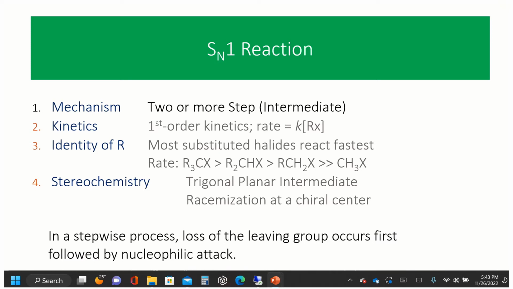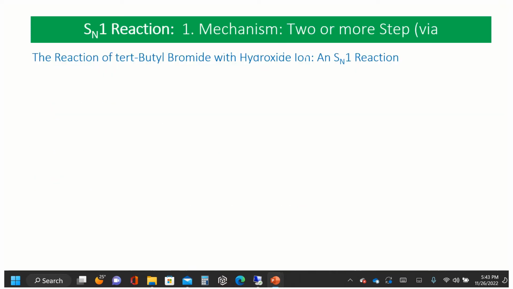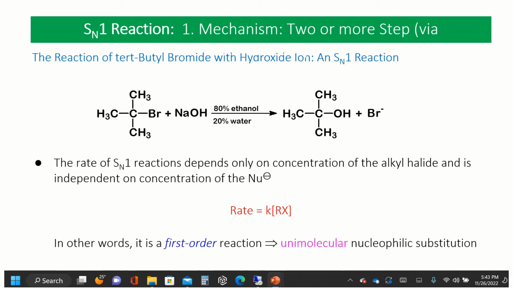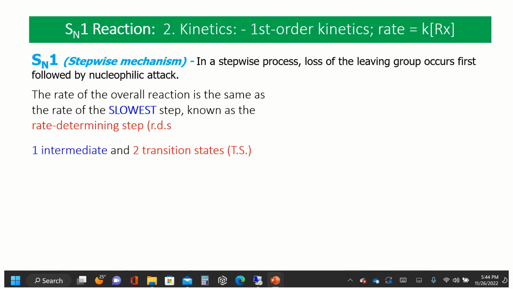As far as stereochemistry is concerned, we go through this trigonal planar intermediate, and so our product, or products, I should say, end up being a racemization at the chiral center. Let's have a look at the mechanism. So we're going to look at the reaction of tert-butyl bromide with the hydroxide. We know it is going to be SN1 because it is a tertiary alkyl halide. We know it is first order, i.e. unimolecular. It has to be a stepwise mechanism, and we've got to get through an intermediate.